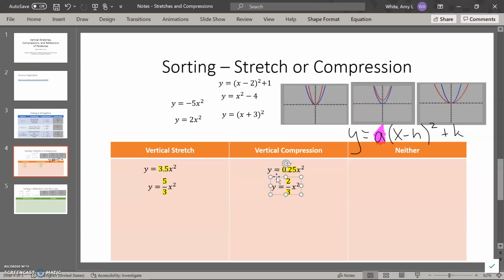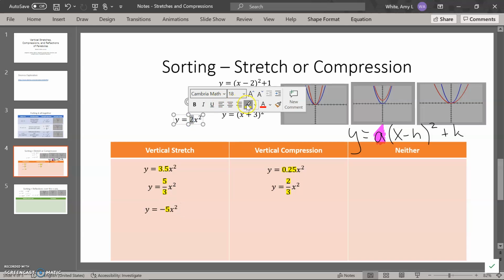Now I'm going to pause the video here and ask you to predict your sorting for the next two. Now for this one, it is -5, but right now we are not looking at the positive or negative because I'm not asking you if it's been reflected. I am only asking if it's been stretched or compressed. So because 5 is more than 1, 5 is going to be in our stretch column. So the graph is getting skinnier, even if it might be flipped over. The same here. R2 is going to be a stretch.